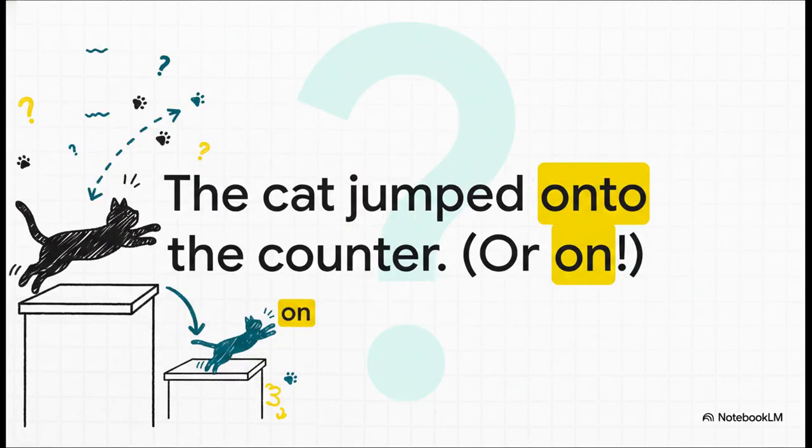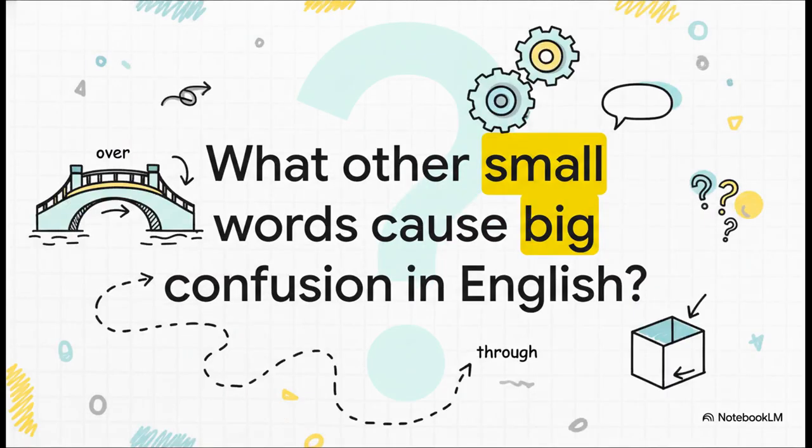So let's circle all the way back to our cat. The cat jumped blank the counter. The most precise answer, the one that really emphasizes the action of moving to the surface, is onto. But now that you know the exception, you could totally say the cat jumped on the counter. Especially if you're just focused on the end result. The cat is now on the counter. Both can work. And that's pretty much it for on versus onto.